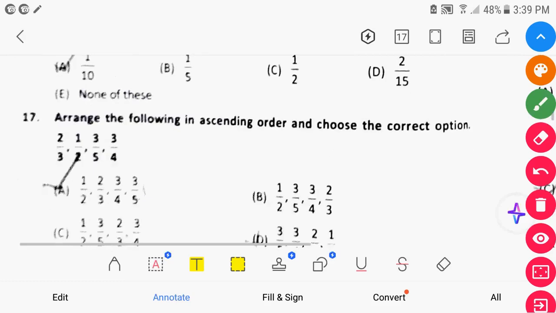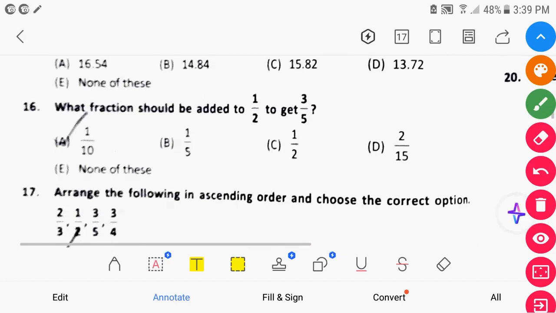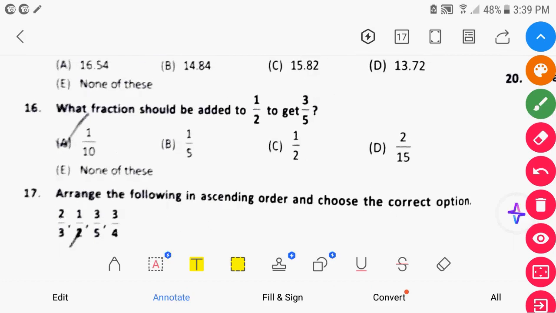Now the 17th question is to arrange in ascending order and choose the correct option. Now see.